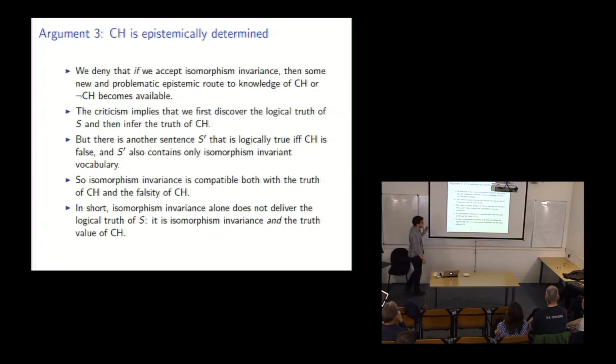What that shows is that isomorphism invariance is compatible with both the truth of the continuum hypothesis and the falsity of it. Right? It doesn't force us one way or the other. It turns out that if the continuum hypothesis is true, then this is a logical truth. If it's false, then this other thing is a logical truth. But it's totally compatible with both. It doesn't force any truth value of the continuum hypothesis upon us.